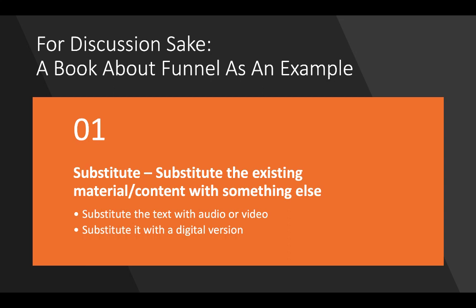So, in my definition here, based on the scamper method or the scamper technique, substitute means this: substitute the existing material or the content of the book with something else. So, here's two examples. The first one is that you could substitute the text, the content of the book with audio and or video, or you could turn the physical book into a digital version.